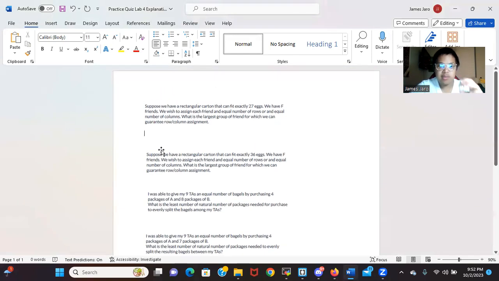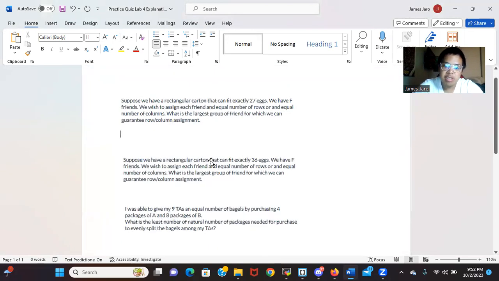So for this first question, it says the following. Suppose that we have a rectangular carton that can fit exactly 27 eggs, and we have F friends. We want to assign each friend an equal amount of rows or an equal number of columns. What is the largest group of friends for which we can guarantee what we call row or column assignment?